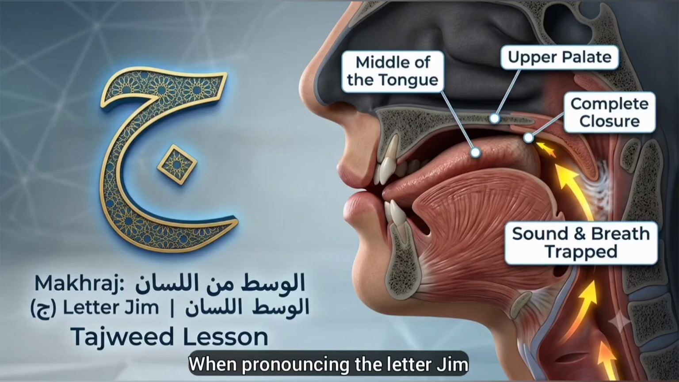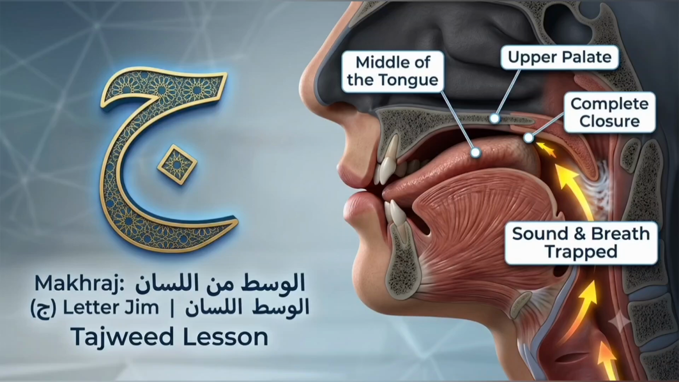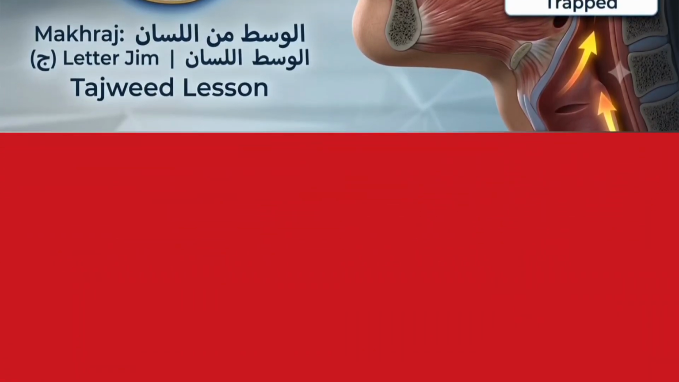What occurs mechanically at the articulation point when pronouncing Jeem? When pronouncing the letter Jeem, the articulation point becomes completely and tightly closed. This closure traps the sound and the breath behind the tongue before the sound is released. Try to say aj, aj.